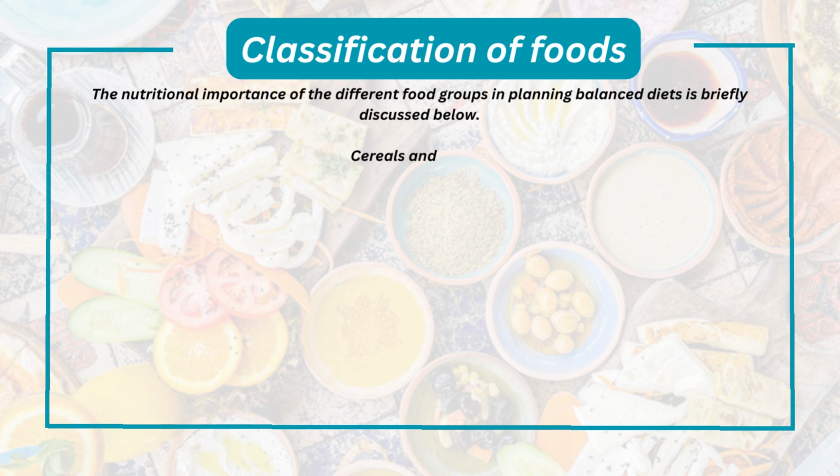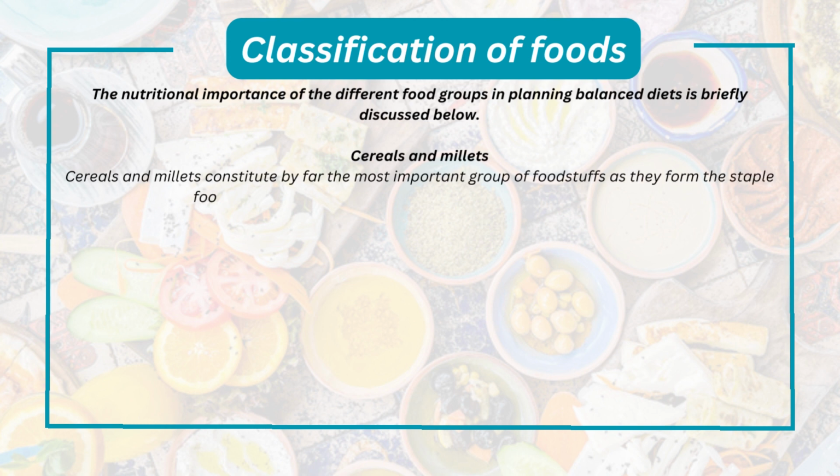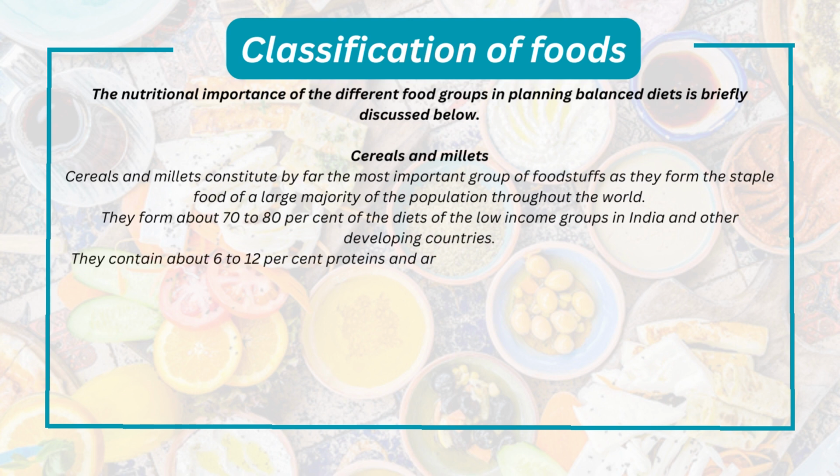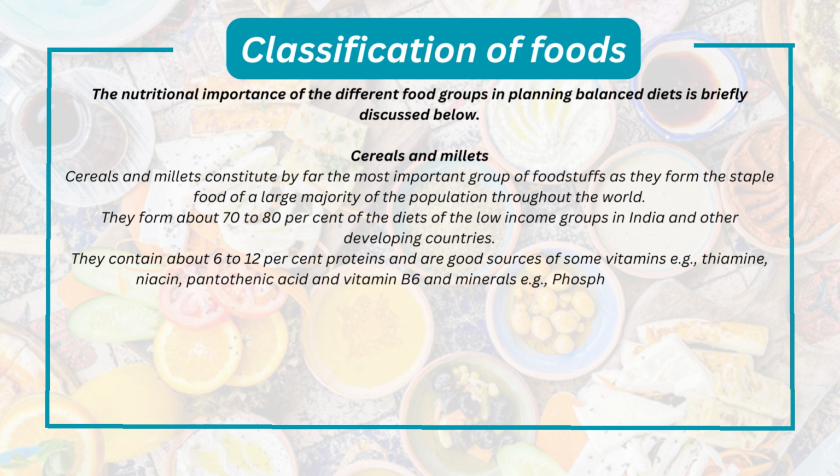First, cereals and millets. Cereals and millets constitute by far the most important group of foodstuff as they form the staple food of the large majority of the population throughout the world. They form about 70 to 80% of the diet of the low-income group in India and other developing countries. They contain about 6 to 12% protein and are a good source of some vitamins, for example thiamine and vitamin B6, and minerals, for example phosphorus and iron.